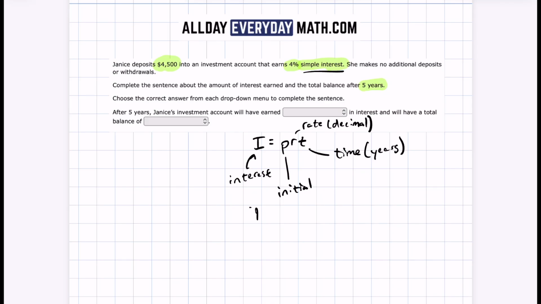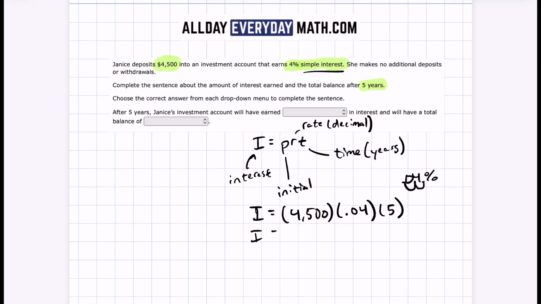So we're going to have I is equal to the initial, which is 4,500, times the interest rate. The interest rate is 4%, but we need to change that to a decimal. So we're going to take our decimal and move it 2 places to the left and fill in that 0 right there. And so our interest rate as a decimal is going to be 0.04. And then we just have to multiply times 5 because that's our time in years.